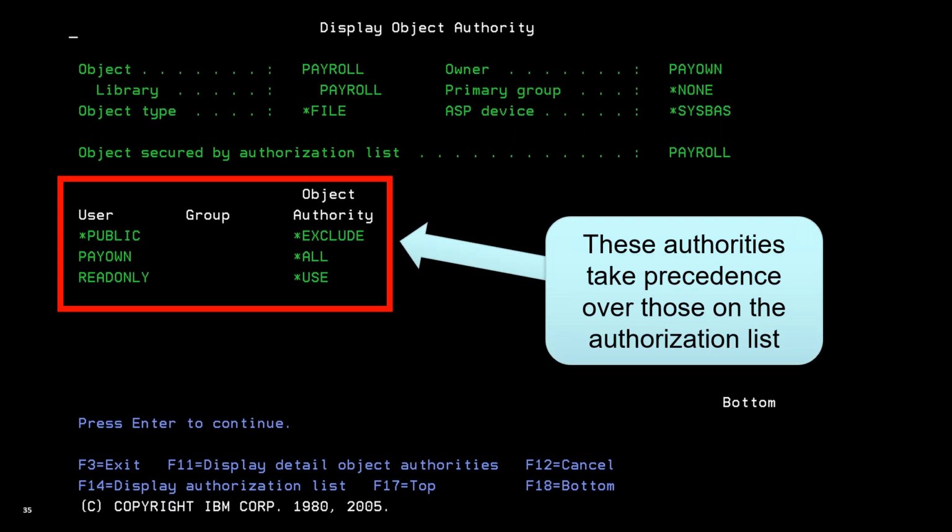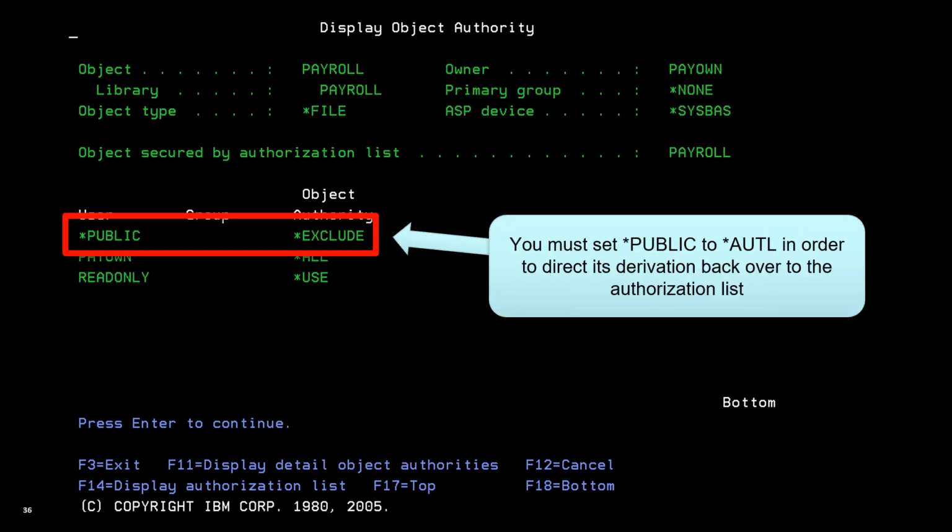Right? So know that these permissions are going to take precedence over anything defined on the authorization list. And if we want the public permission to come from that authorization list, we put a value in here of *AUTL, which gives it that last breath directive to go over to the authorization list and get the public settings from there.